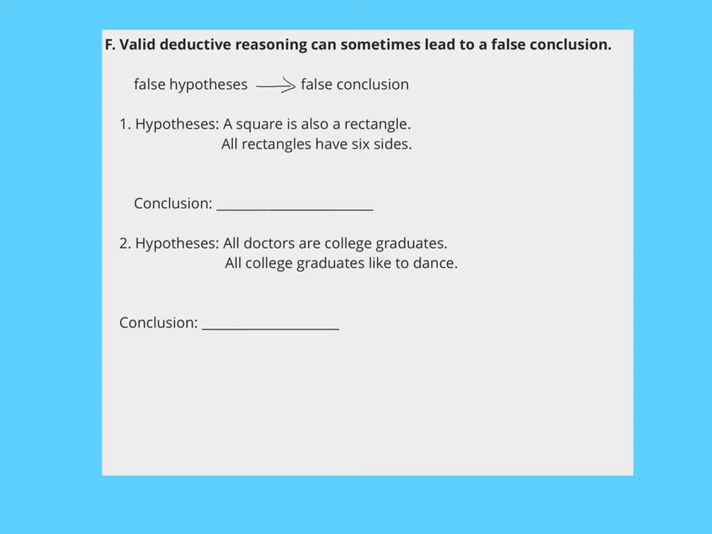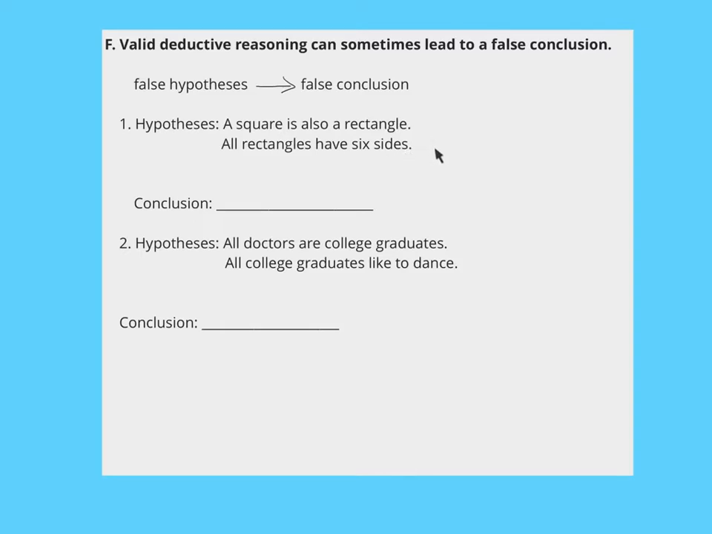So in this very first example, we can see that we have a hypothesis that says that a square is also a rectangle. And then we have another statement that says all rectangles have 6 sides. So we know that the statement 1, a square is also a rectangle, is a true statement. Statement 2 is a false statement. Rectangles do not have 6 sides. But that's what we're given.